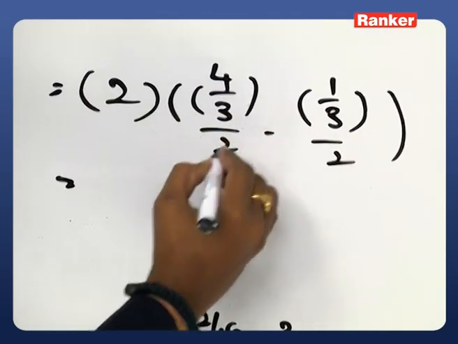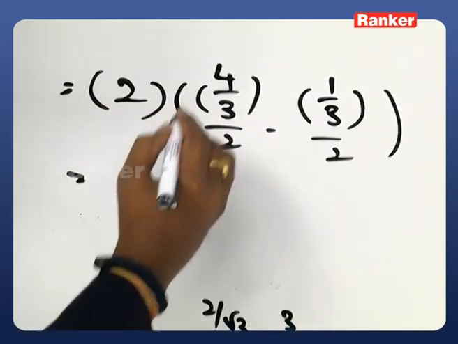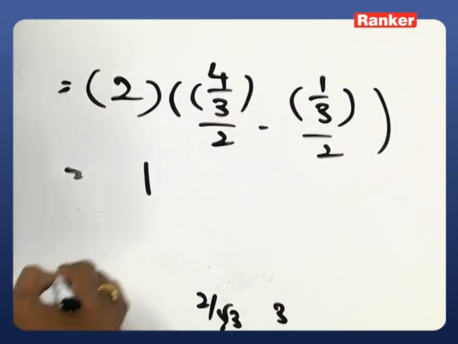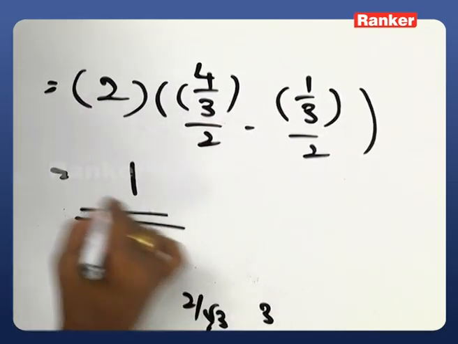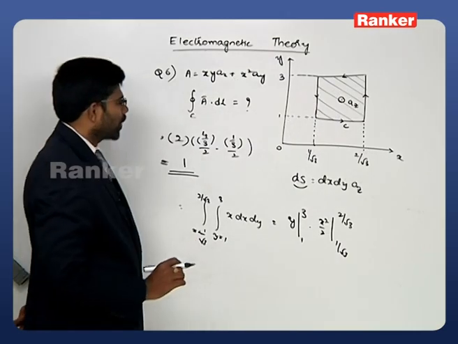Directly the answer you can write is 4 by 3 minus 1 by 3. 4 by 3 minus 1 by 3 is 3 by 3, which is 1. So the option we have for this one is right.